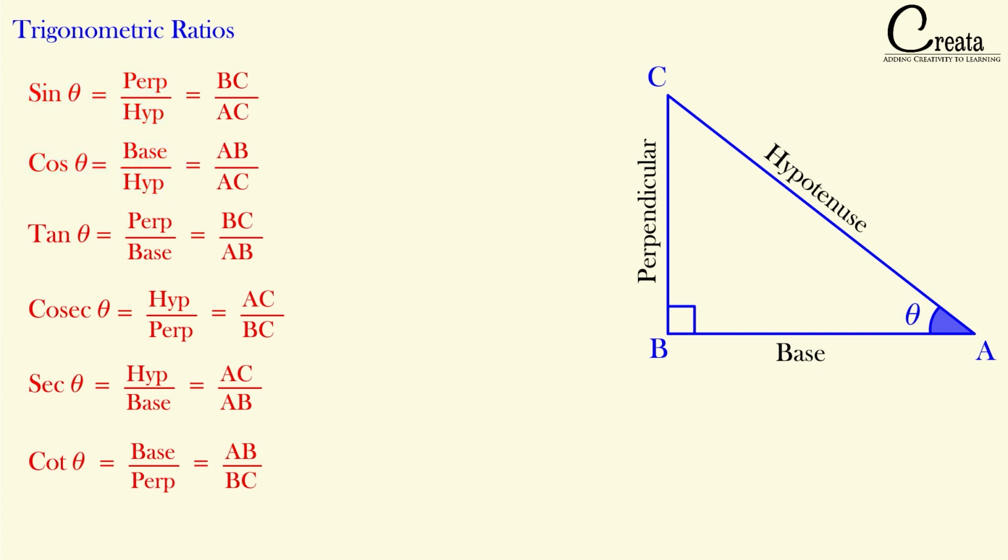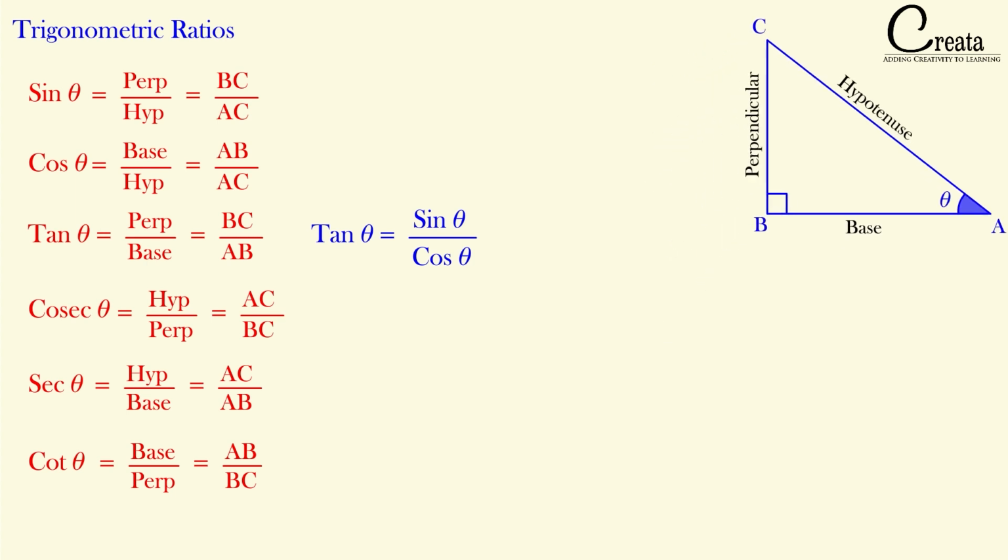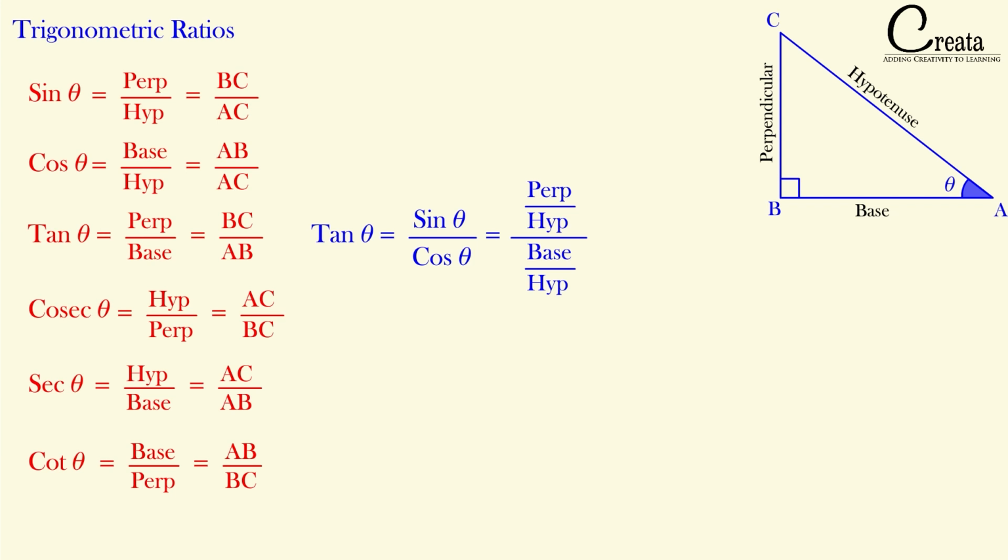Next, tan. Tan is perpendicular over base. Tan theta is basically sine theta upon cos theta. If we divide sine theta by cos theta, that is perpendicular over hypotenuse upon base upon hypotenuse, this hypotenuse will cancel out. We got perpendicular over base. So tan theta is basically sine over cos. Whenever value of sine and cos is given, we can easily calculate tan theta as sine theta upon cos theta. So this way you can remember tan theta, no need to remember specially the formula of tan theta. Just divide sine theta by cos theta, you will get tan theta.